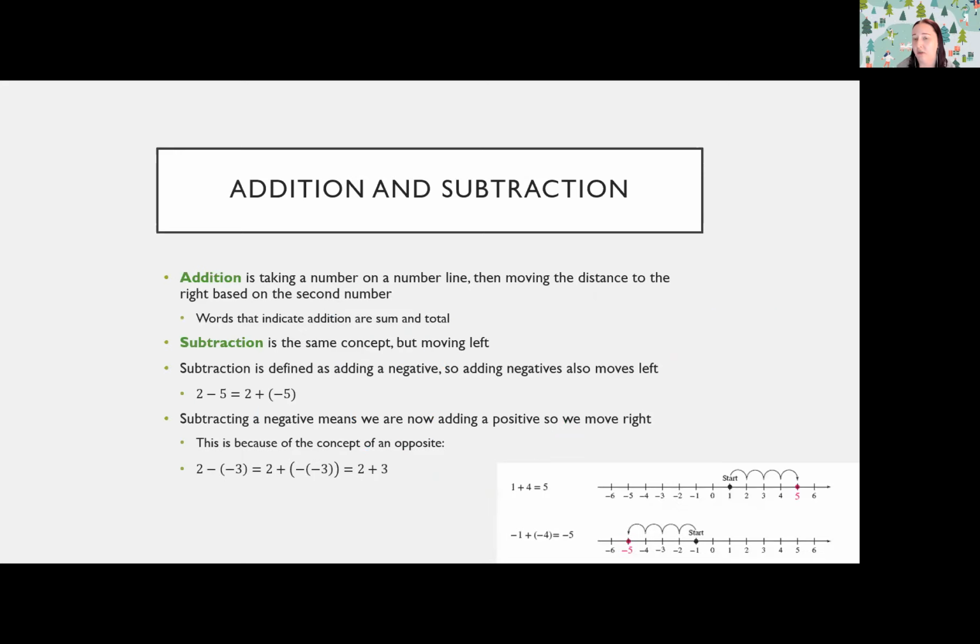So now let's talk about different operations. These are the things that you do to numbers. So we've got addition and subtraction. Addition is when you have a number, and then you have plus another number, you're moving it to the right on the number line. It's getting bigger. And words that indicate addition are sum, total, plus.